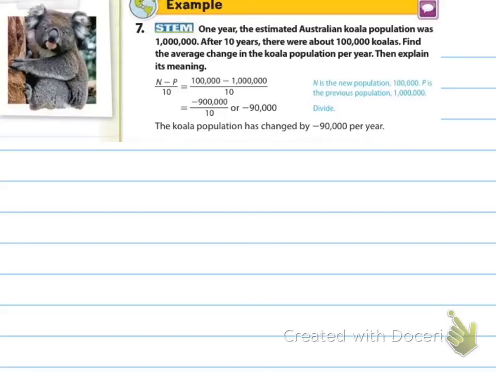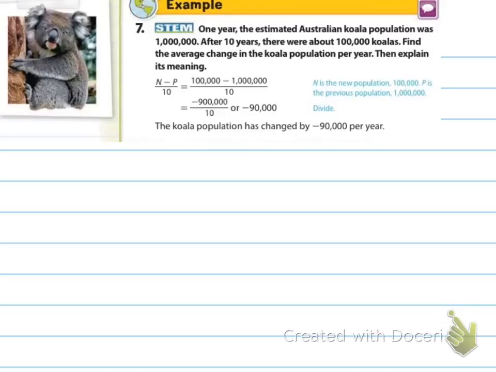All right, so then our example, which is like our level 4 thinking here, where we're applying what we know to a word problem or to a real world link. It says one year, the estimated Australian koala population was 1 million. After 10 years, there were about 100,000 koalas. Find the average change in the koala population per year, then explain its meaning.